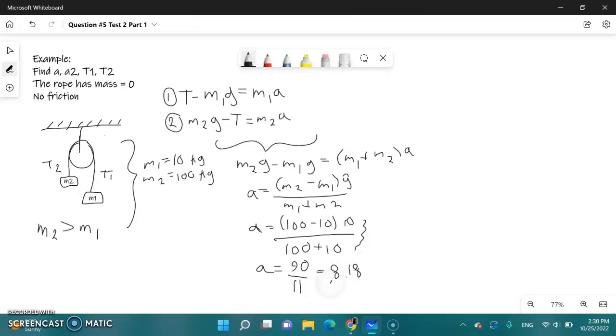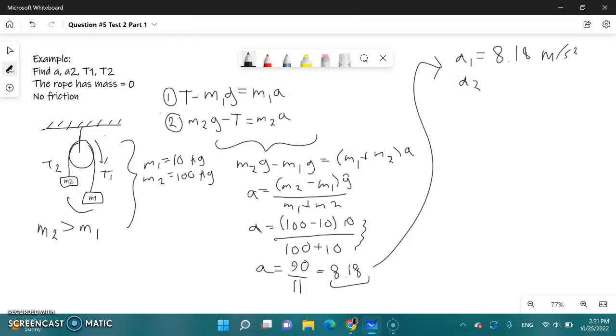8.18. And since these two masses are connected by the same rope, they're going to experience the same acceleration, but they're going to experience it in different ways. So A1 is going to be a positive acceleration of 8.18 meters per second squared, while A2, which is the one having this force pulling down on it, is going to experience negative 8.18 meters per second squared. And so that's how we get the acceleration.